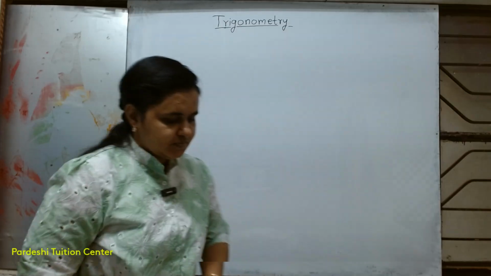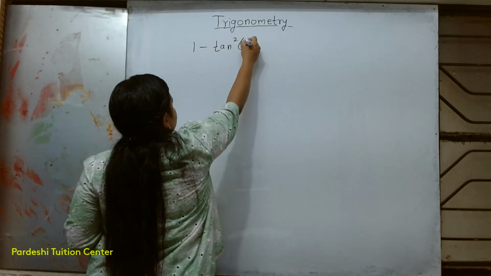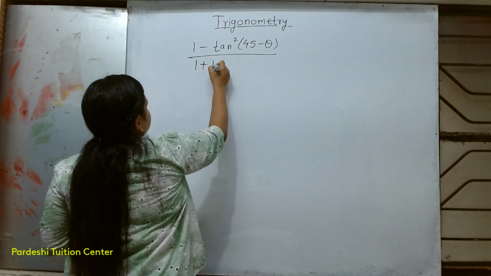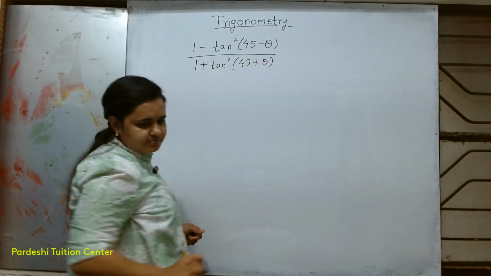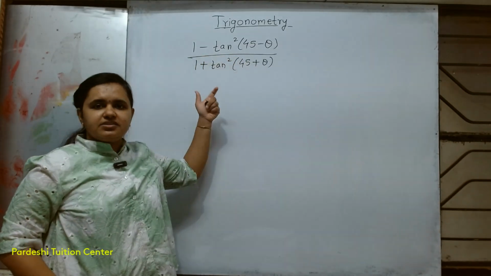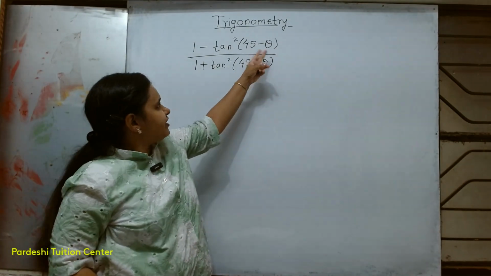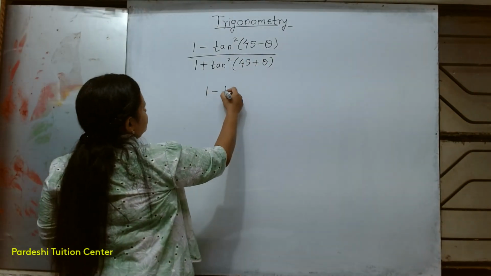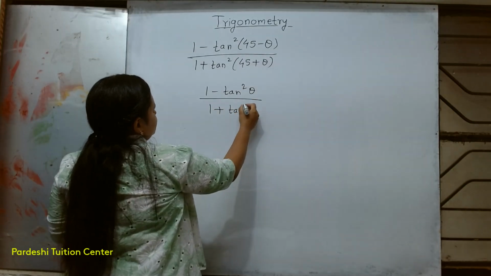Okay. So our first question is (1 minus tan square (45 minus theta)) upon (1 plus tan square (45 plus theta)). We have to calculate its value. See here, if we consider 45 minus theta as theta, we can write it as 1 minus tan square theta upon 1 plus tan square theta.